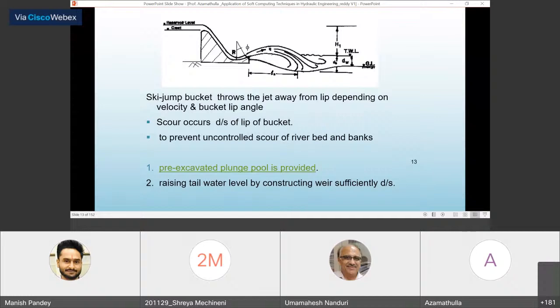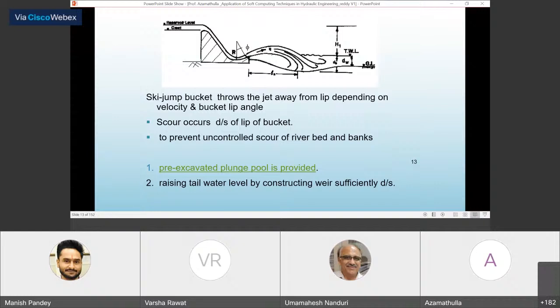Okay, next slide. So you can see here in this picture, I am showing R is the bucket radius and the lip angle. Here scour takes place on the downstream side due to the high velocity jet, which depends on the velocity and the bucket lip angle. Okay, scour takes place downstream of the bucket.